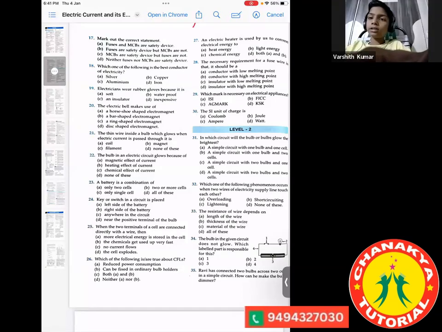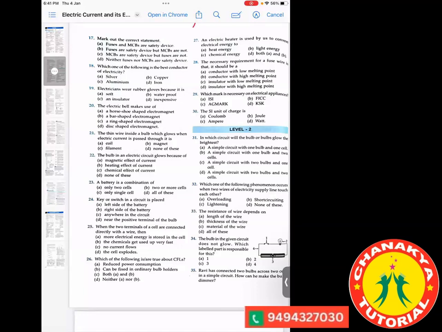Varshit, question number 23. A battery is a combination of, ma'am, I think option B. Yeah, battery is a combination of two or more cells. Correct.